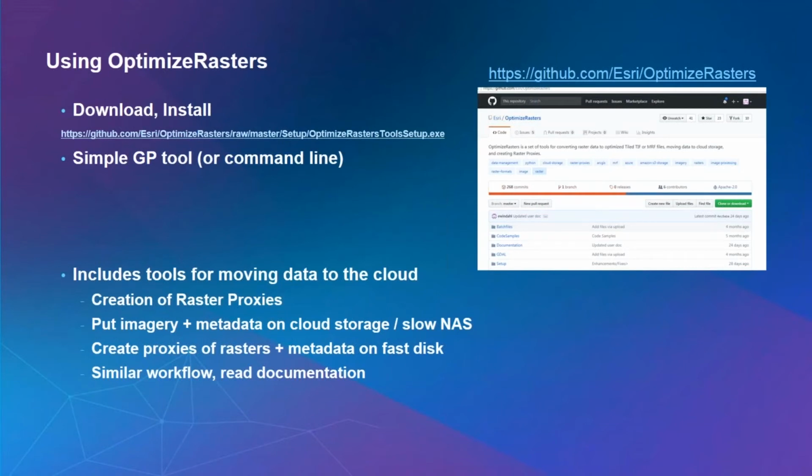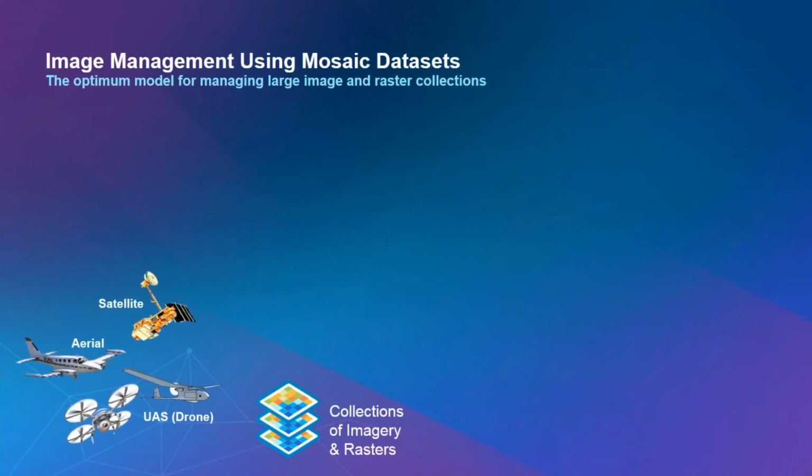So if you're interested in working in cloud environments, the data process is very similar. You just point at the storage location in the cloud, and it'll convert the data and copy it into the cloud. At the same time, it'll create what's called raster proxies. These are local files that are kept back on your machine, which you can then access and work with. But under the hood, they point to the data stored on the cloud, or potentially if you're using a slow NAS, you can also use that to speed it up.